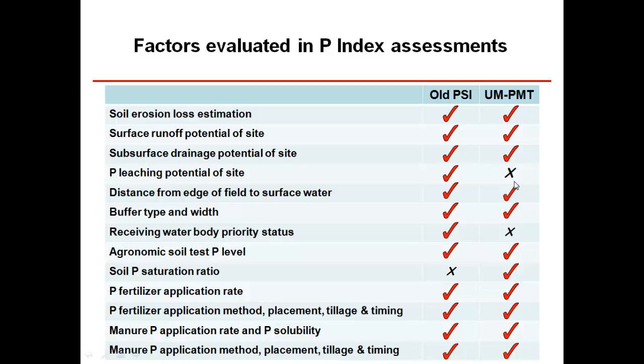And the P leaching. We found there was a P leaching component in the old one and a subsurface drainage potential, and they were redundant. They told us the same things, so it wasn't necessary to have both. So we deleted that to simplify the situation. The rest of these things are the same. The old P-index and the new PMT are extremely similar.